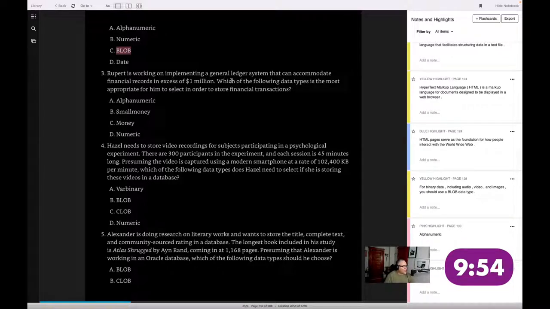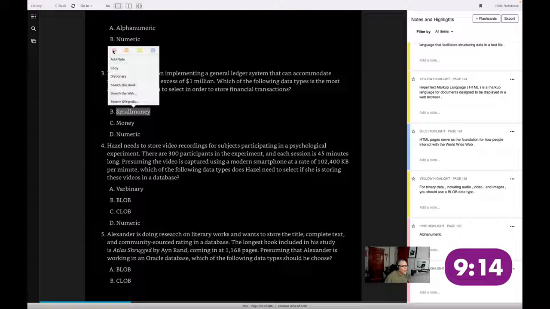Rupert is working on implementing a general ledger system that can accommodate financial records in excess of 1 million. Which of the following data types is the most appropriate for him to select in order to store financial transactions? I think it might be small money, because numeric, I think, goes up to 1 million. And this says in excess of 1 million. Now, I could be wrong, but I'm going to take the chance.